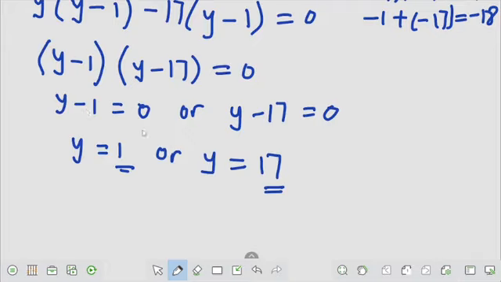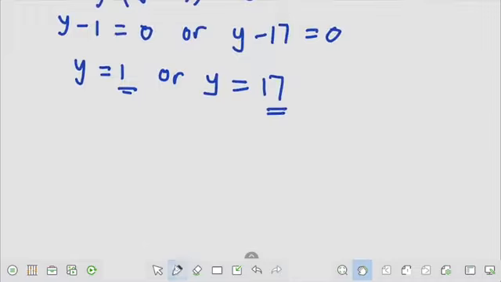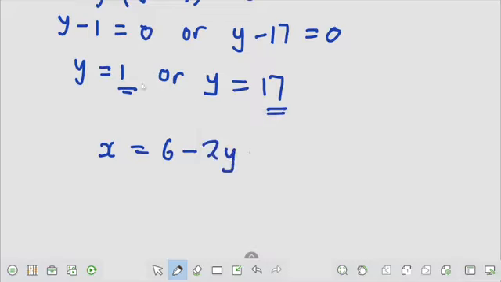Negative 1 goes to the right hand side, becomes a positive. Negative 17 goes to the right hand side, becomes a positive. So we have found the values of y. Now we need to find the values of what? Of x. Remember, for the values of x, we are going to use the equations. We have two equations, equation 1 and 2, and you can pick any. We are going to pick the one where we made x the subject of the formula. This was x is equal to 6 minus 2y. So we have two possible values of y.